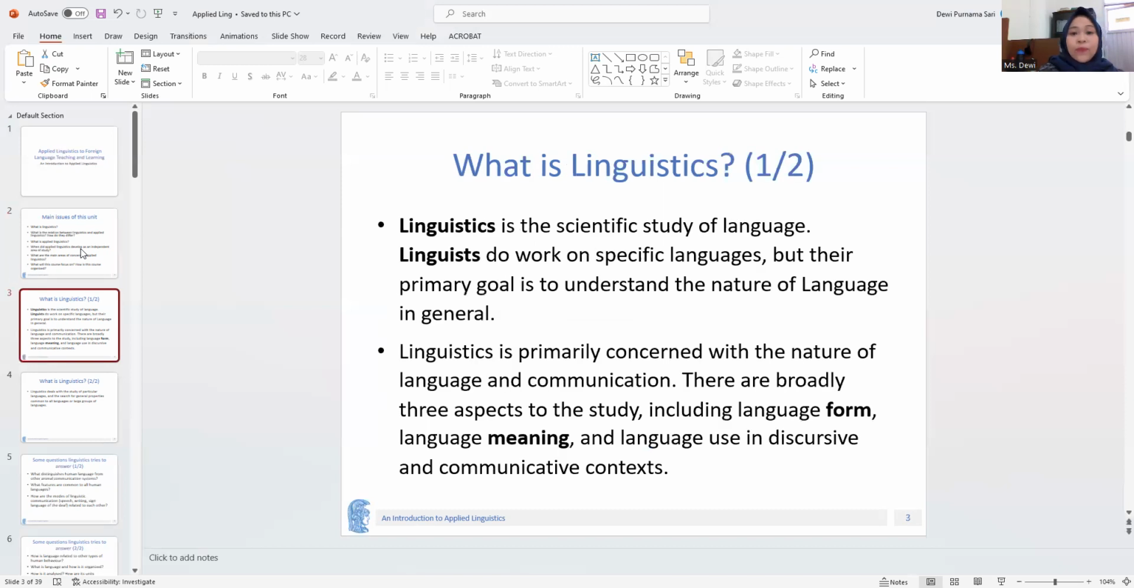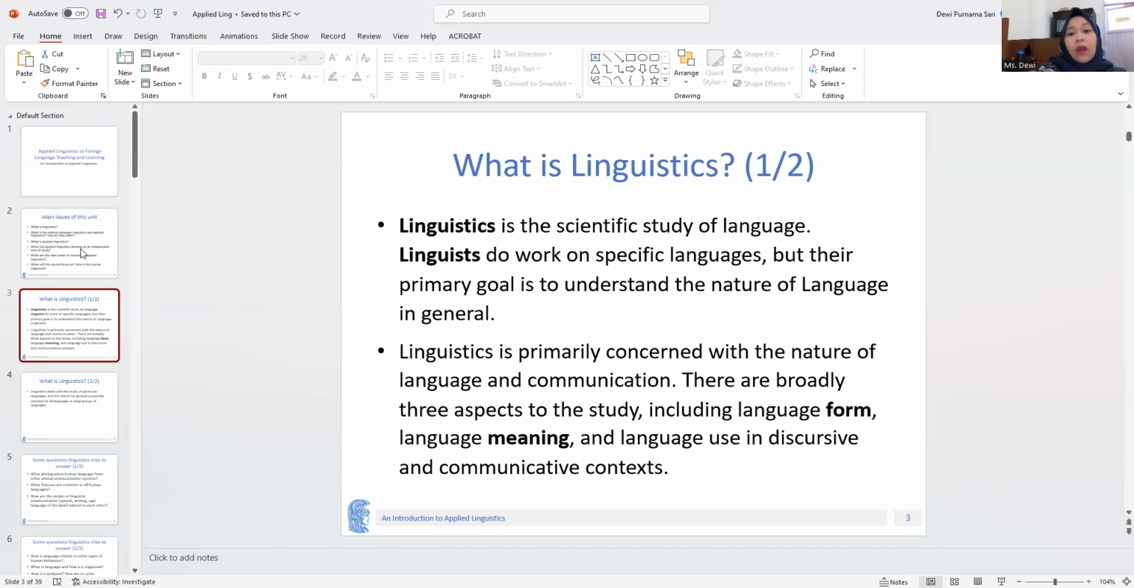Okay, let's continue. So what is linguistics? Before you understand what applied linguistics is, you must know the definition of linguistics itself. I believe that you have already got the linguistics explanation before in the introduction to linguistics class. Yeah, because we have introduction to linguistics and the other one, introduction to literature, right? So this is what linguistics is.